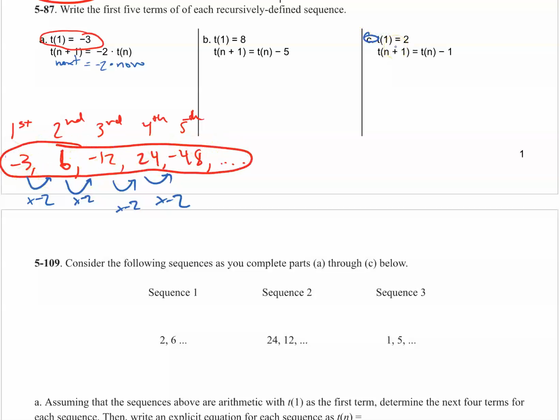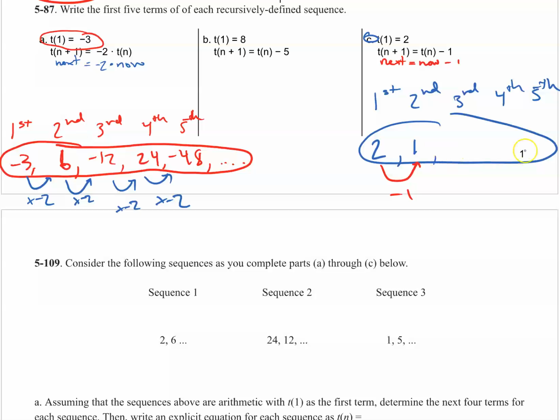The first term is 2. And then, to get to the next term, that's going to be equal to what you have now, subtract 1. So to go to the next term, you take what you have now and you subtract 1. So now we have 2. To go to the next one, take away 1. Next term is 1. So keep going. Fill in the 3rd, 4th, 5th, and 6th terms.